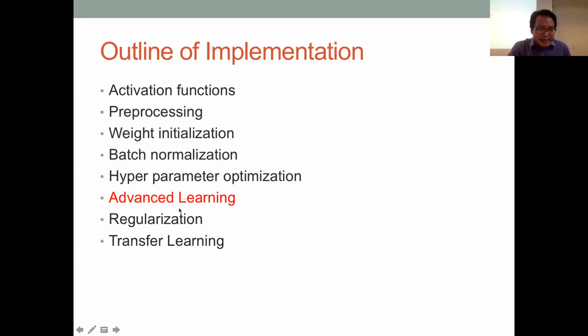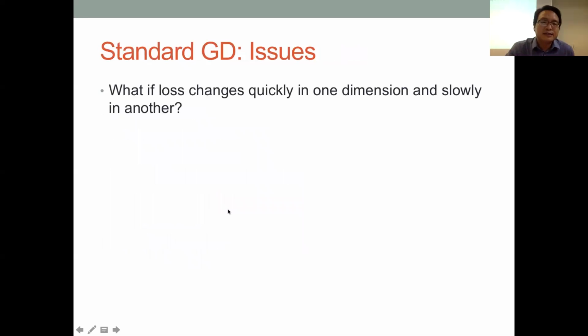The next topic will be advanced learning. With standard gradient descent, you may run into some issues. What if the loss changes quickly in one dimension and slowly in another dimension? It's possible. When we talk about dimension, it could mean different things, for example different Ws, different channels, or different activation maps. Because different activation maps are semantically different from each other, it's possible that some Ws converge really fast to the ground truth, but other Ws converge very slowly.